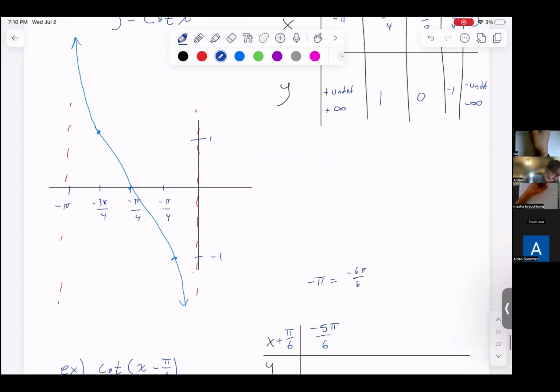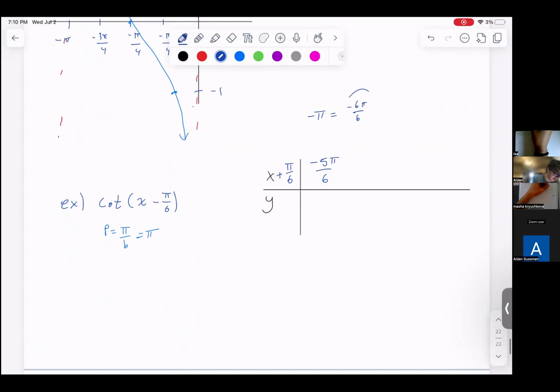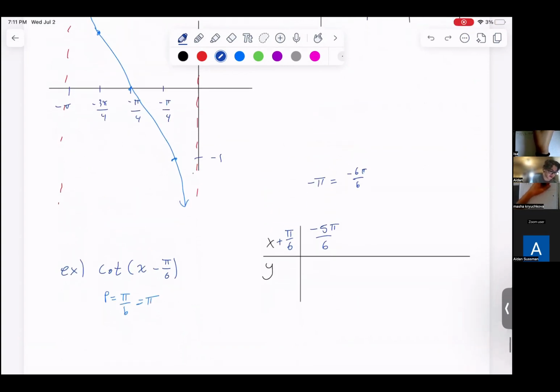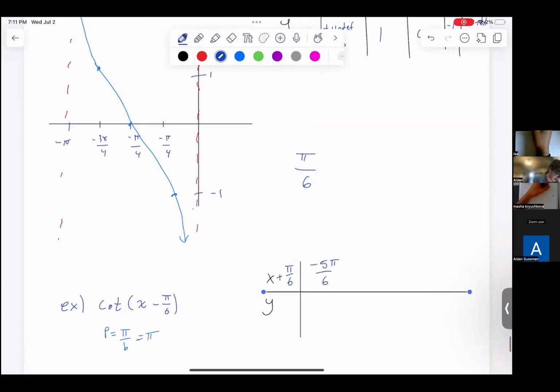All right, and then the next point we know is negative 3 pi over 4. What happens when I add a pi over 6 to that? Can somebody do that really quickly? And you need to find a common denominator. So what's the common denominator between pi over 6 and negative 3 pi over 4? What do I got to make these the same?